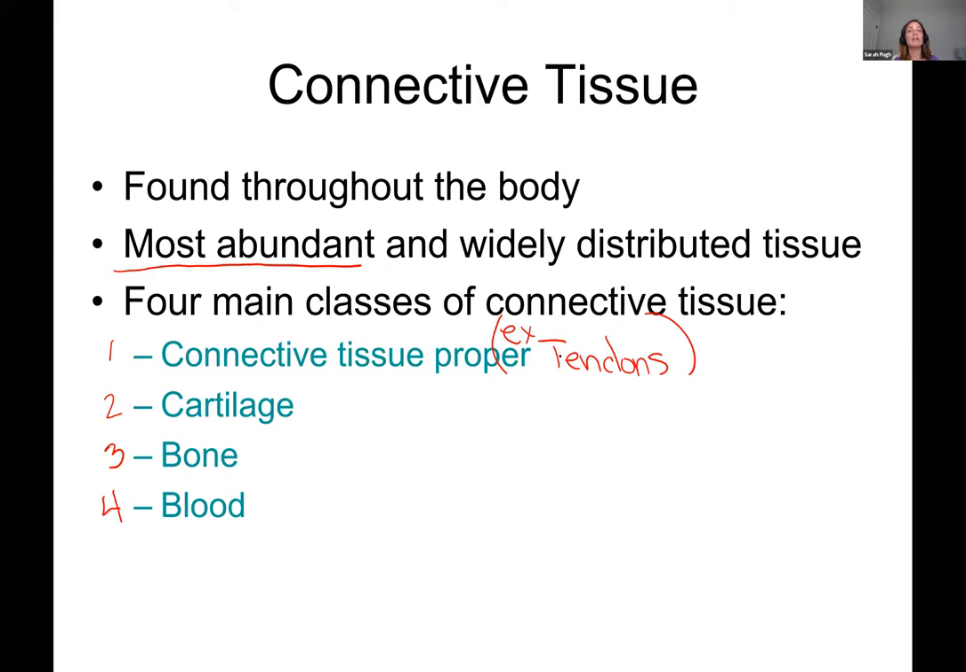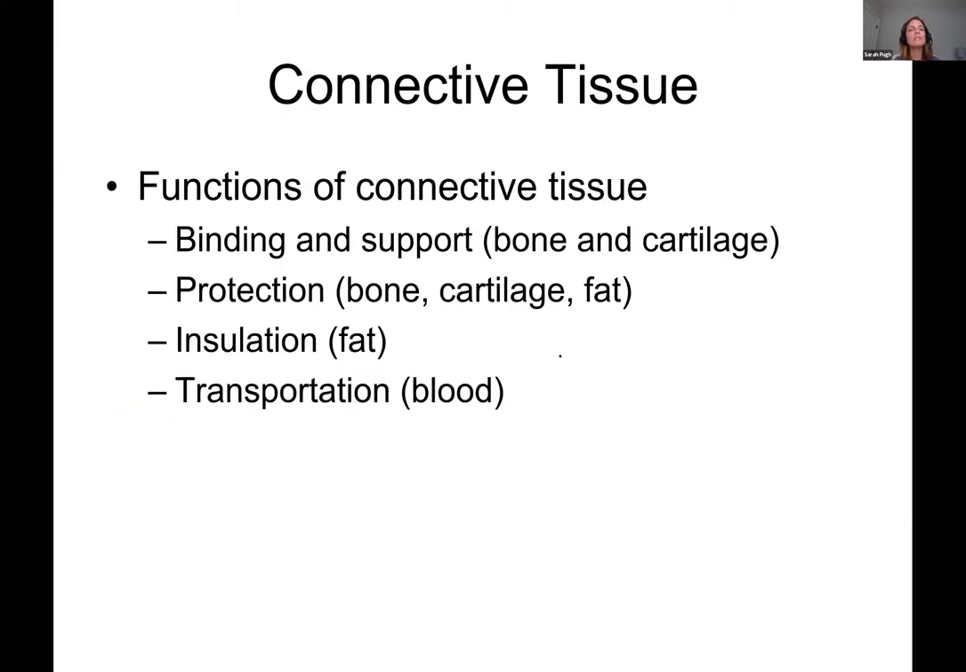However, I'm going to argue with you that blood is actually the best connective tissue of all. Because if we think about the function of connective tissue, it's to connect things together. And blood definitely connects everything in your body together, right? So these are all connective tissues, even though we know blood is a little atypical, right? So here are some of the functions of our connective tissues.